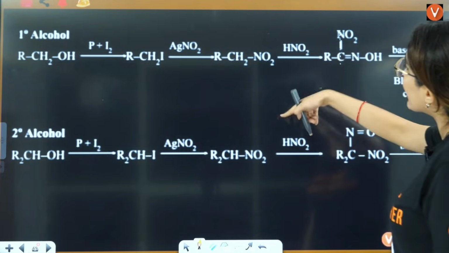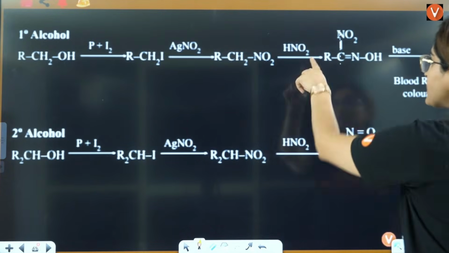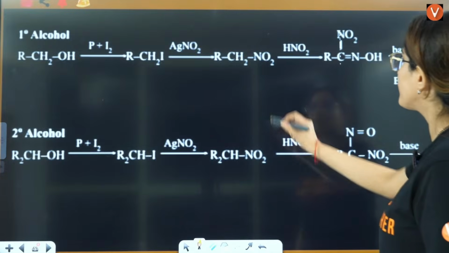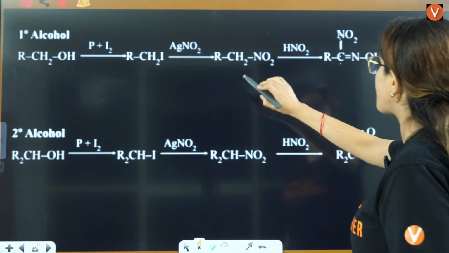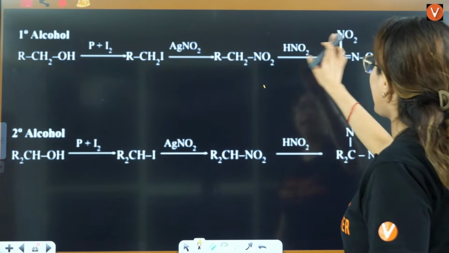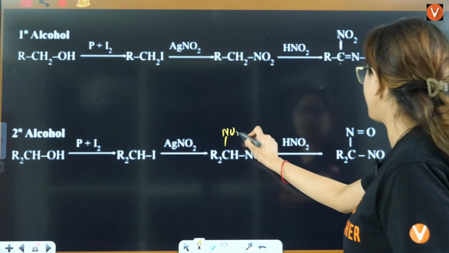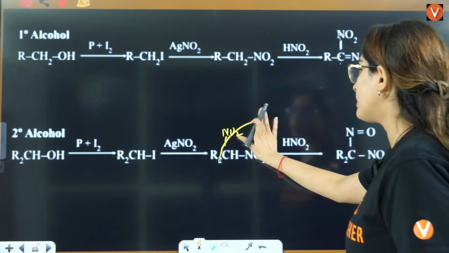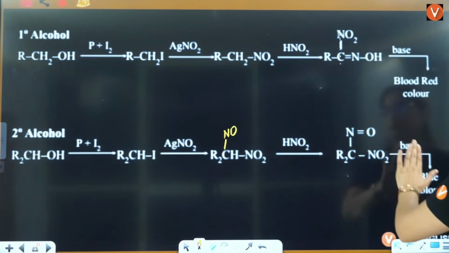Then we react this with HNO2, this also with HNO2. This with HNO2 will give you this H2 will leave from this side, right? This oxygen will be there. This will give you C double bond O, NO, right? And NO2 will be attached here. Same here, NO2 will be attached here. Sorry, NO will be attached here. NO will be attached here. And here you will have NO2, right?